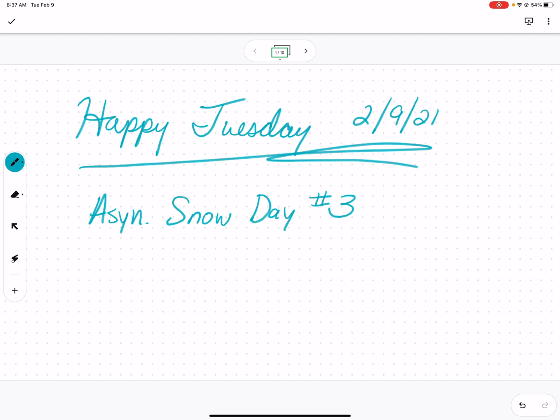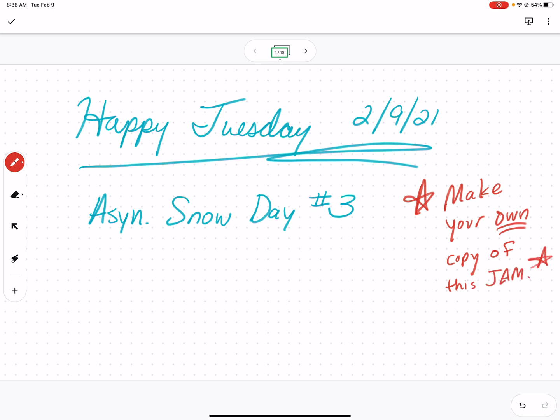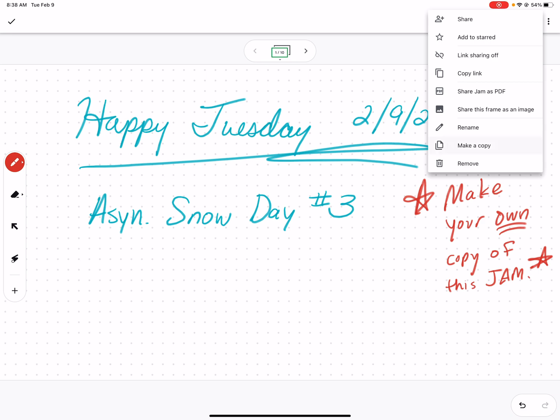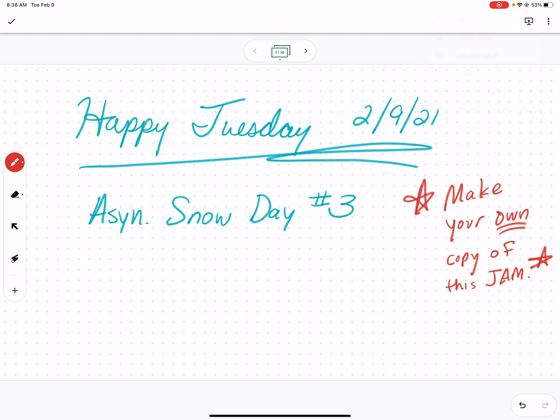You're going to want to make your own copy of this. So let me just go like this. Stars, make your own copy of this Jamboard. Okay, so if you're on an iPad, you go up to the top here, make a copy right there. Computers, same, might be on a different side of the board, but you're going to want to make your own copy. All right, now, if you have anything that you need to share with me, please message me through Schoology from yesterday.